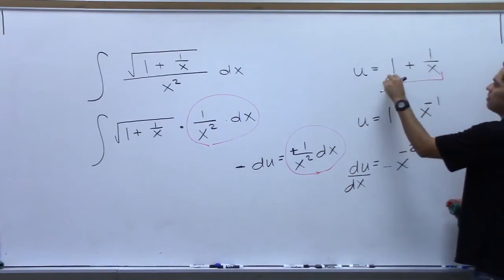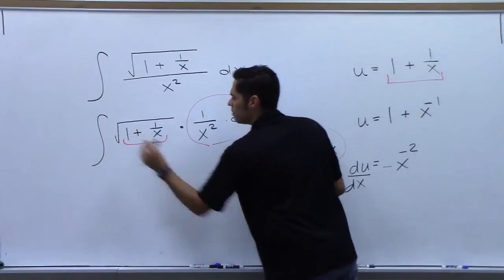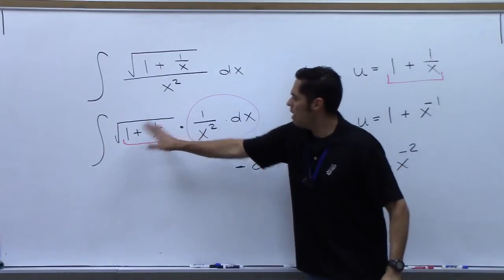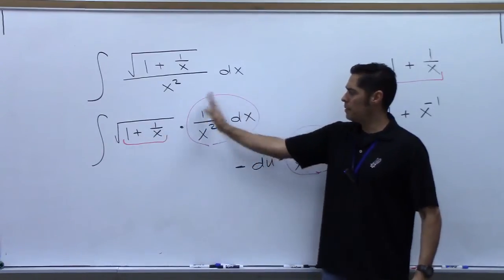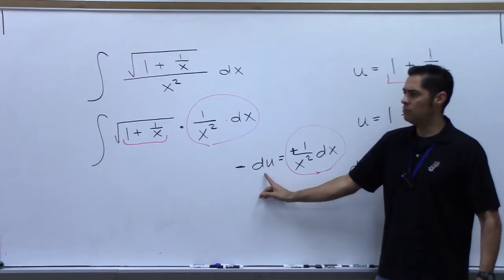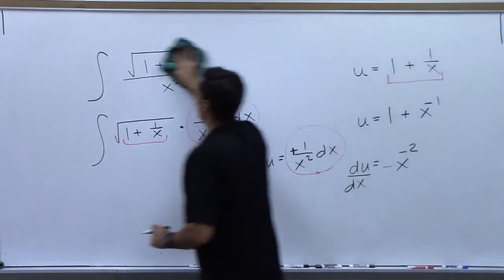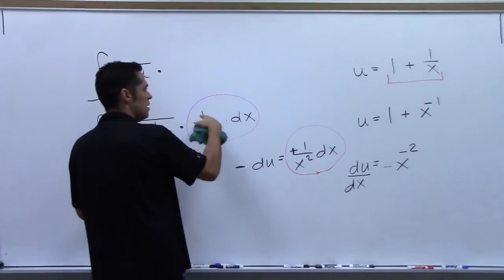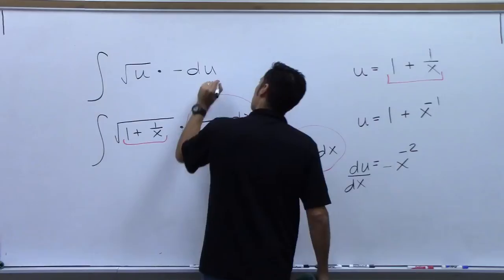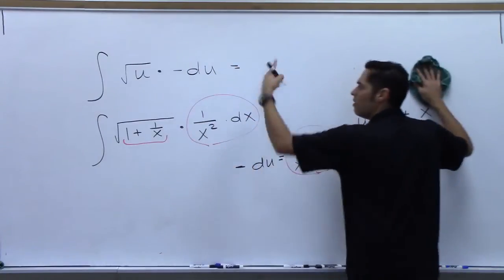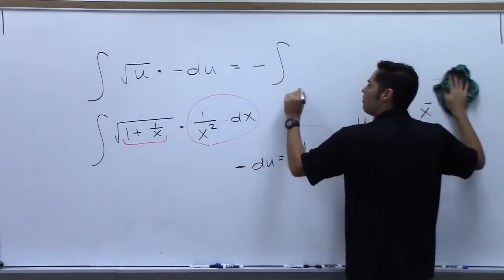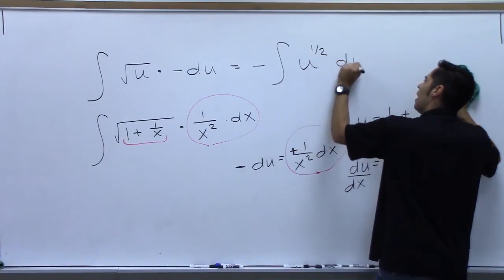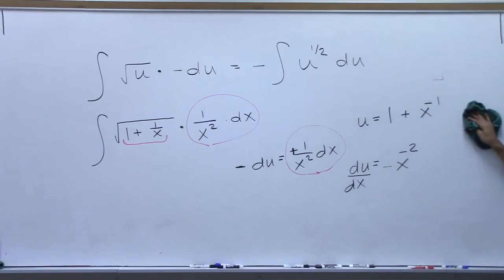And this is what's under the root. So I can replace this piece with u. I can replace this entire piece with what? Negative du. Yeah? So we've got new integral square root of u times this whole piece, which is negative du. I go ahead and I pull the negative out of the integral. I rewrite square root of u as u to the half. And then I just use the power rule from last class.